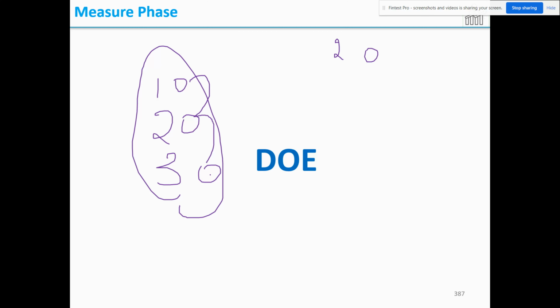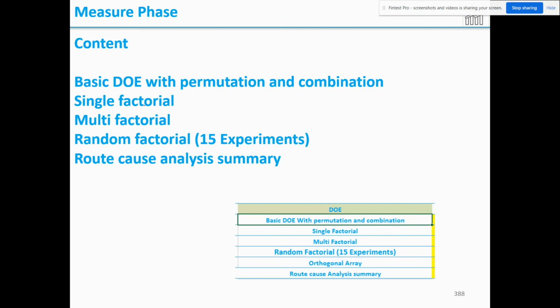The first is to check for the input parameter, the load as well as input parameter stabilizing. Then you have to fix the parameter by using matrix plot. Then you are eligible to go for design of experiments. So what is design of experiments?